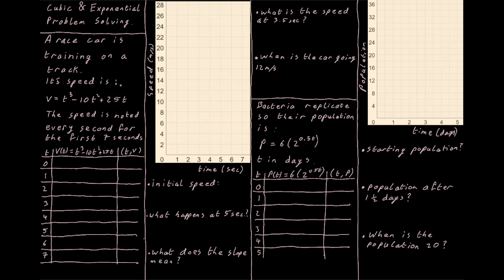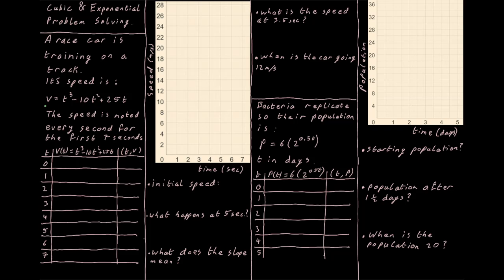Hello, now we are going to look at how to do some cubic and exponential function problem solving, where we have cubic and exponential functions in a story type context. Our first story is about cubic functions and it's about a race car training at a track. The speed of our race car, v for velocity, is given by a cubic equation here. The speed is noted every second for the first 7 seconds.